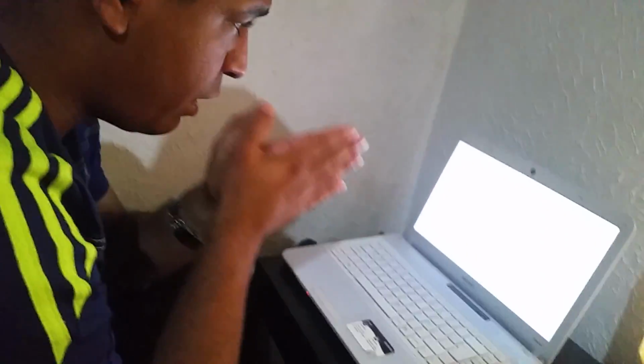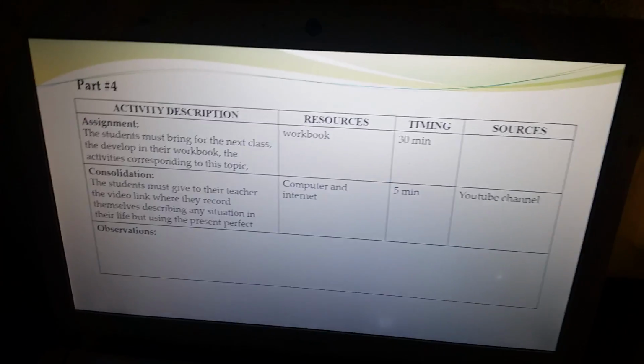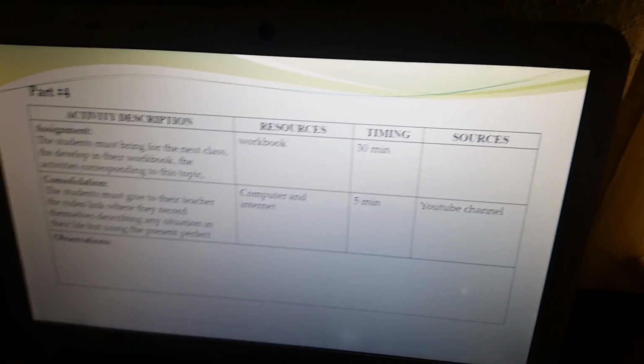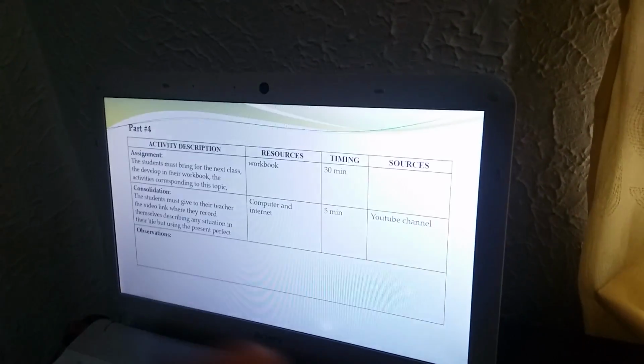Okay, this is the final part, the fourth part. Here we can find the assignment and consolidation of the lesson plan. Talking about the assignment, the student must bring to the next class the activities corresponding to this topic developed in the workbook. Obviously here they have to use the workbook. In this part the student can use 30 minutes.